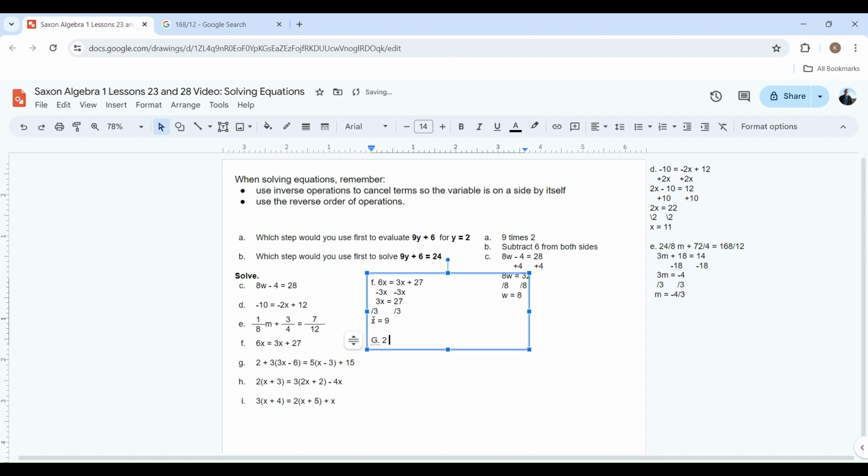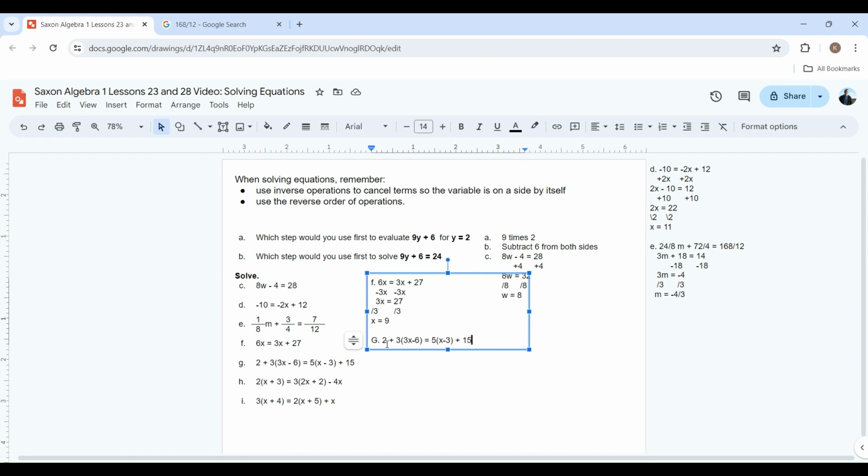Letter G is 2 plus 3 times 3x minus 6 equals 5 times x minus 3 plus 15. The good thing about this one is it really gives us some practice with that reverse order of operations. What operation do I need to do first? I need to get the x's on the same side, but I need to actually undo addition and subtraction first. How am I going to do that?